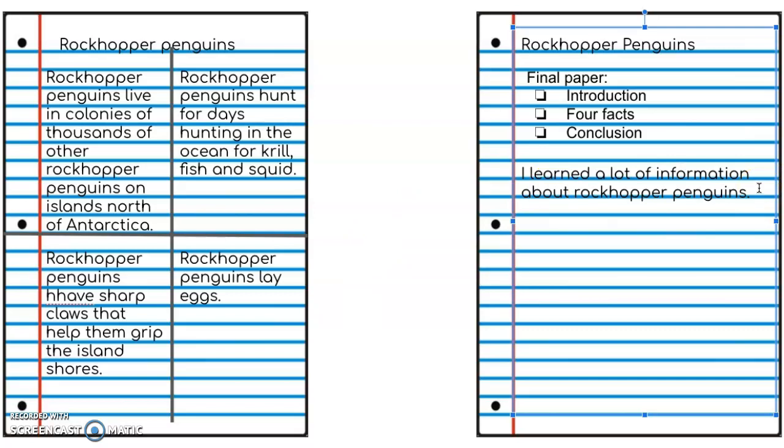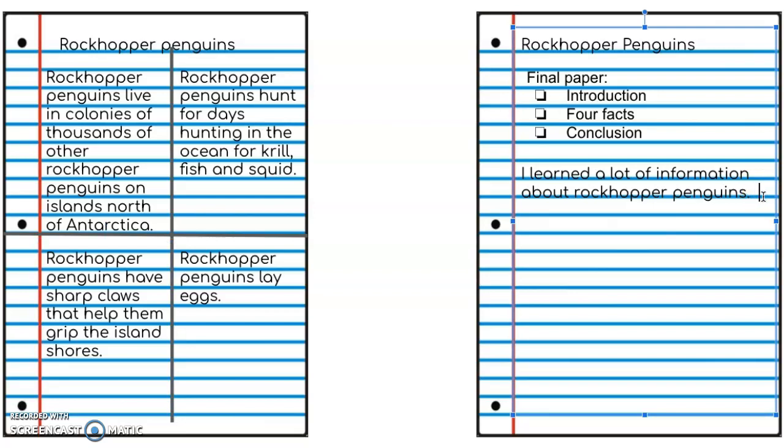Now I need my 4 fact sentences. Now, again, hopefully you've already reorganized your facts into sentences. So my first sentence, again, I may want to rearrange the order. So here I talk about where they live. I talk about how they hunt, how they lay eggs, how they have sharp claws. And that kind of goes with where they live. So I might want to put those 2 sentences together. So I think I'm going to start with that they lay eggs.